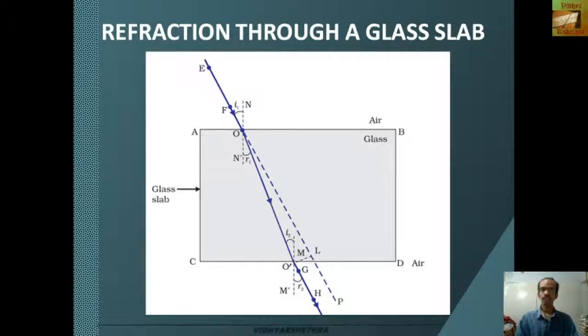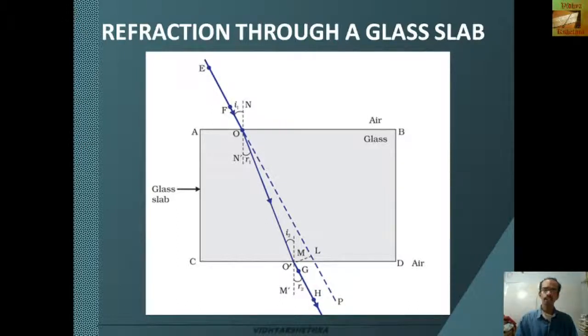Now, after that, when it reaches the interface CD, the light ray moves from the medium glass to air. In this case, glass is denser while air is rarer. Hence, the light ray bends away from the normal. Here, I2 is the incident angle while R2 is the refracted angle.